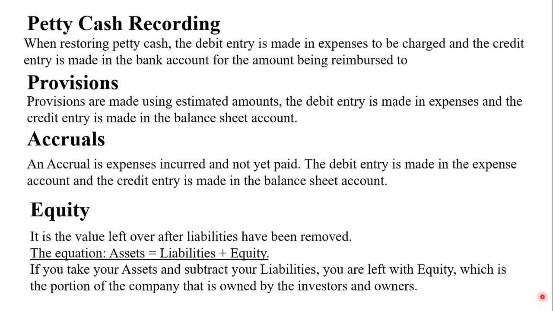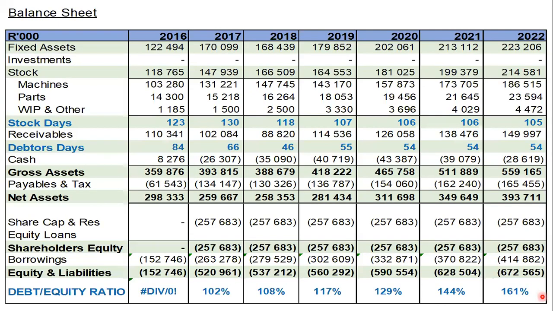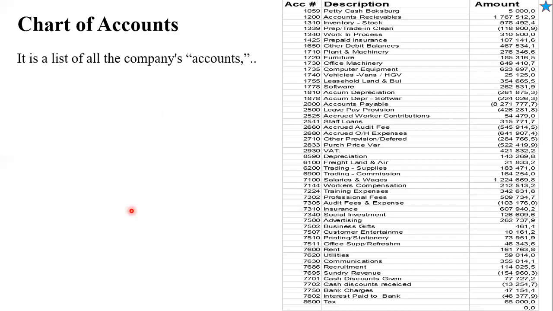Okay, and then the equity calculation that we looked at was the assets equals your liabilities plus your equity, which is the portion of the company that is owned by the investors and owners that also sits on the balance sheet. So what I wanted to show you here is the balance sheet and the importance of calculating stock as well as debtors days. It can also be included in your monthly reporting.